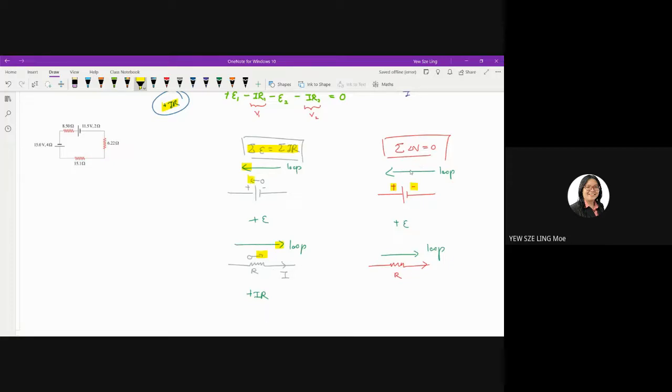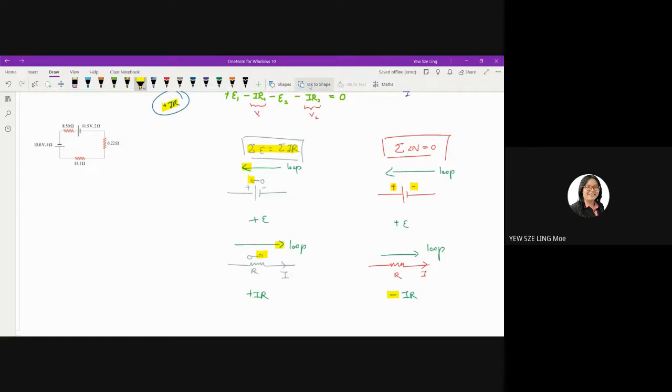But when it comes to the red color set, the direction of the loop and the direction of current are pointing towards the same direction. It means that now the current is experiencing a potential drop. Therefore, when it comes to this red color set, you will get negative IR, because this negative represents potential drop in the circuit. Just now potential rise, now potential drop. So rather than just memorizing the directions of the arrow without knowing the concept, I would encourage you guys to stick to the red color version, the red color equation.